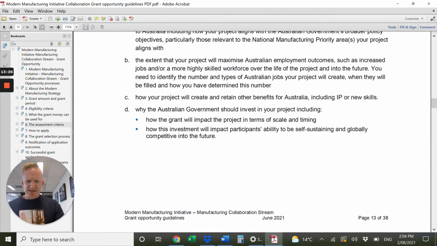And then how this investment will impact participants' ability to be self-sustaining and globally competitive in the future. So the government wants all these projects to be sustainable into the future. So they don't want to be having the projects or the collaboration or whatever it is end at the end of the project. So you will talk here about how the cash flows that will be generated will be reinvested. If there's a research body involved, obviously some of the money will spin off and go back into potential R&D with that research organisation to keep that side of it going. And then obviously it's got to be self-sustaining enough, that'll be enough profits to fund the participants.